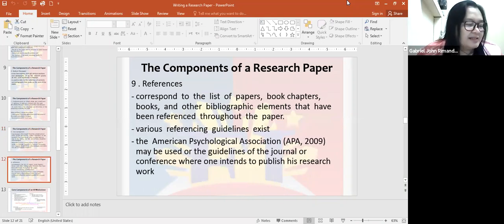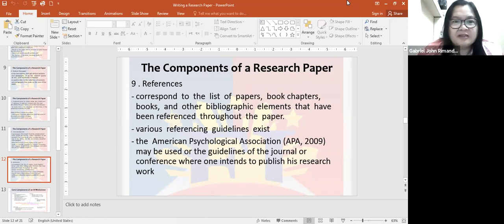references. So this is the list of papers, book chapters, books, and other bibliographic elements that you have referenced or have used throughout your paper. Now, this is when you use the researches of other writers. So how do you choose the research work to use? Up to how many years can you use it? What is the most recent year that you can use another person's research work?